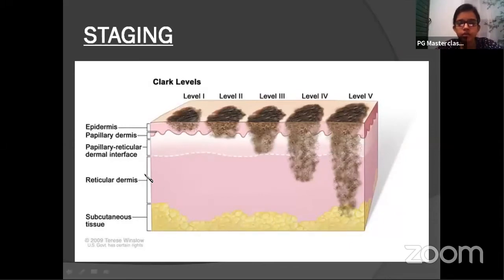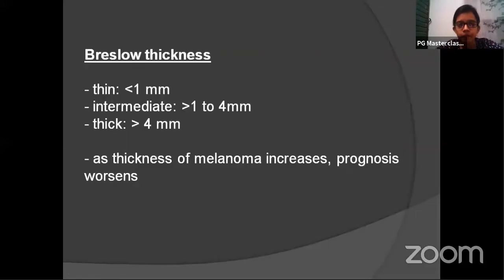In level 1, the lesion is mainly superficial spreading, and it is into the epidermis only. In level 2, it penetrates deeper and reaches the papillary dermis. In level 3, it penetrates further and reaches the papillary reticular dermal surface interface. In level 4, it reaches up to the reticular dermis. And in level 5, it penetrates further deep and reaches the subcutaneous tissue.